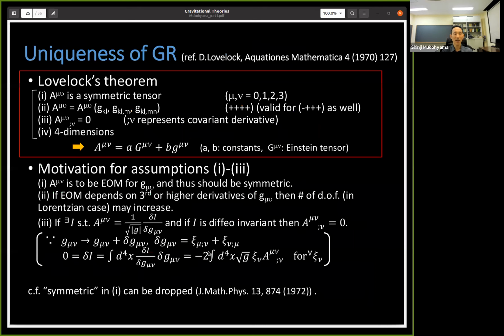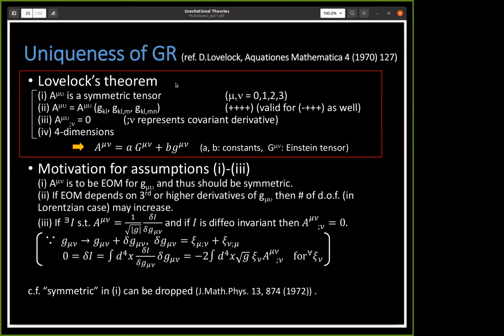Now I want to say a bit more about the uniqueness. In a sense, we already learned about the uniqueness if we assume Einstein's equivalence principle and say that the metric is the only field responsible for gravity. Then at low energy, by doing a kind of derivative expansion, general relativity is unique. That is what we have learned. Actually, Lovelock proved a very strong and also mathematically rigorous statement about the uniqueness. So I'd like to discuss this now.